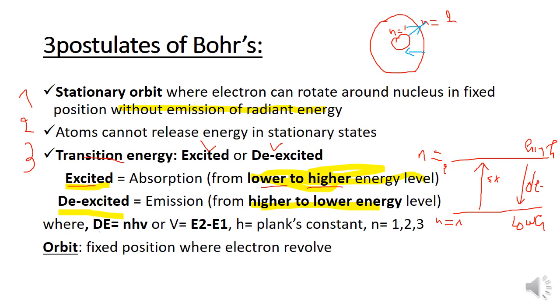Also, you have this formula. This stands for n energy levels. This is the Planck constant. This is frequency. This also explains orbit. An orbit is a fixed position where electrons revolve around the nucleus. This is the postulation of Bohr. We have 3 postulations.